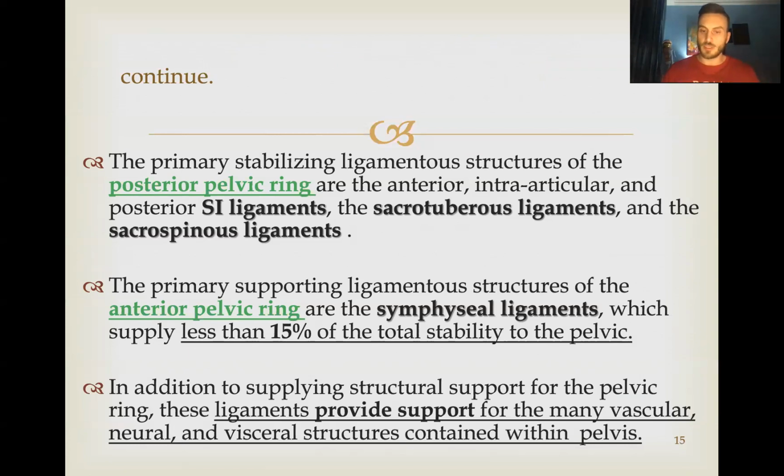Anteriorly, we have the symphysis pubis, okay? The pubic symphysis, which has ligaments. It gives very good stability, okay? About 15% of the stability of the pelvis.